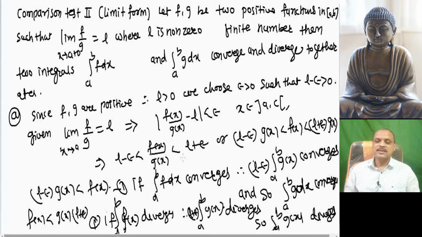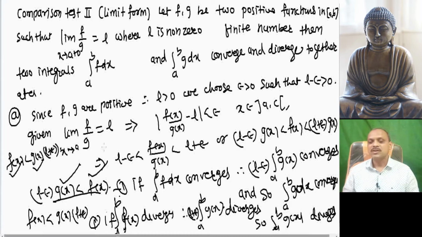Similarly we can apply the same criteria for the function g of x by considering f of x is less than g of x into L plus epsilon. We get that whenever g of x is convergent, f of x is convergent. Now by considering the inequality, equation number 1, whenever g of x is divergent, f of x is also divergent. So this is about the limit form of the comparison test.